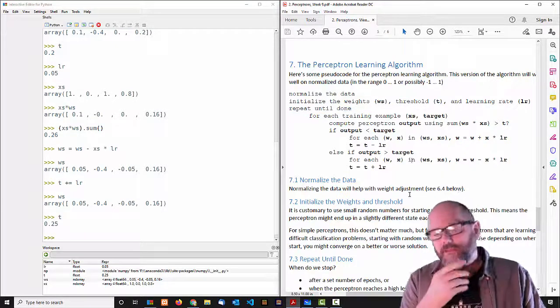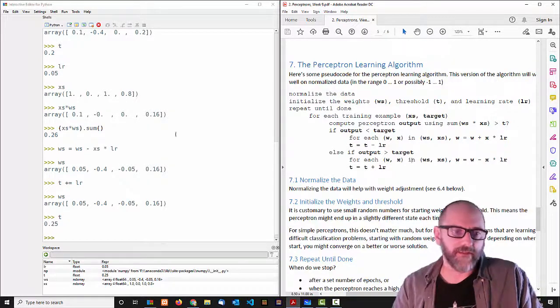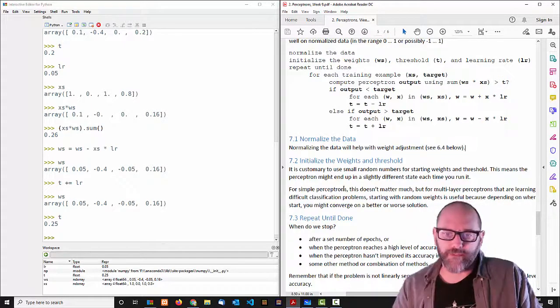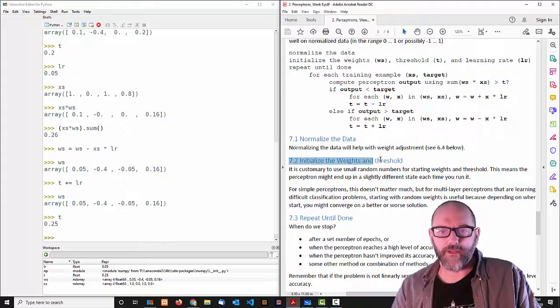I want you to put that together in Python code using NumPy effectively. And I've given you most of the key parts of it here. You just have to stick it together. We normalize the data usually, so probably you should have a normalization step before you give your data to the Perceptron and then start your learning.